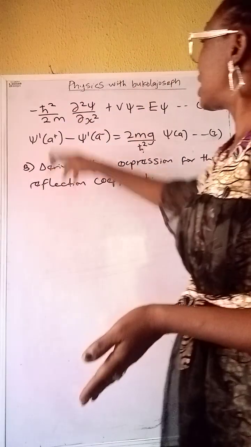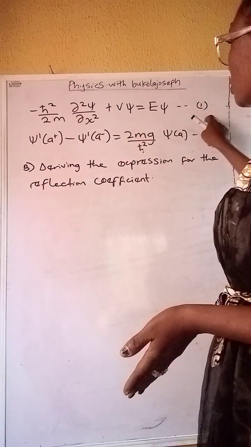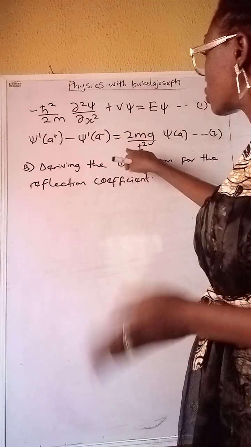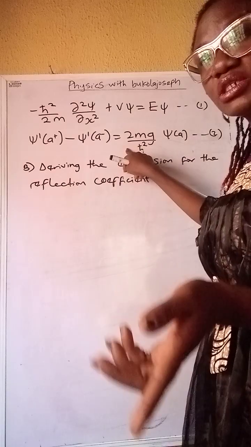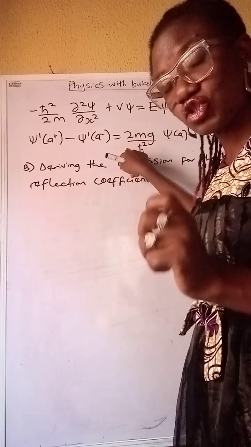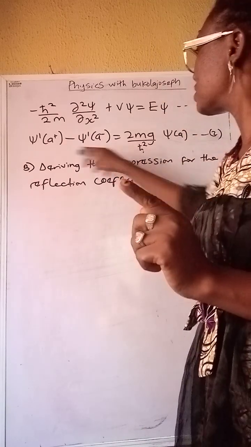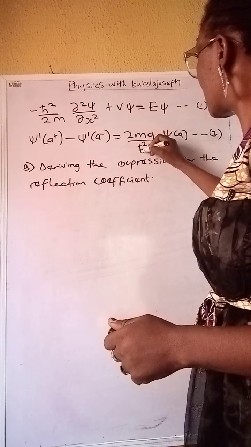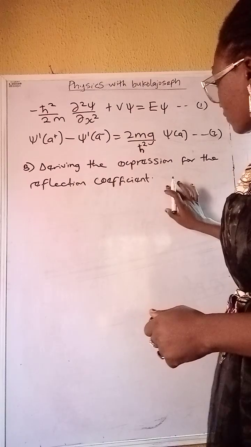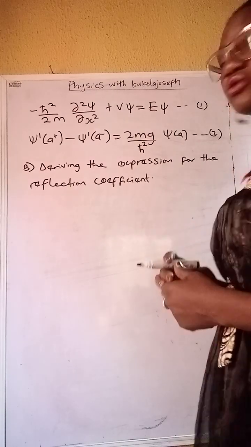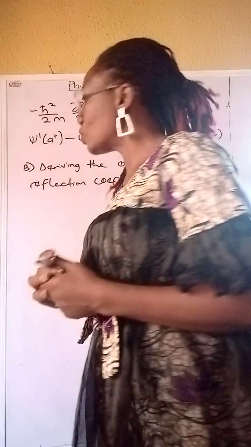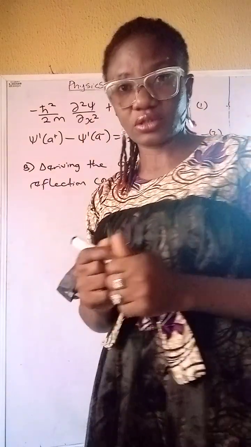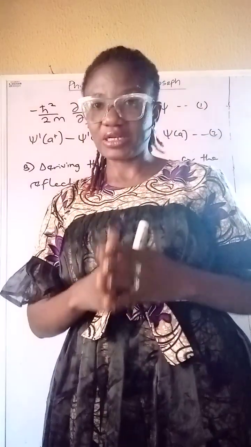Now we have the Schrodinger equation on the board, and this is the solution we got from the previous question, which is the continuity condition on psi prime. Now we are going to solve this problem. To solve it, we know that for the two regions, please check out the last video.